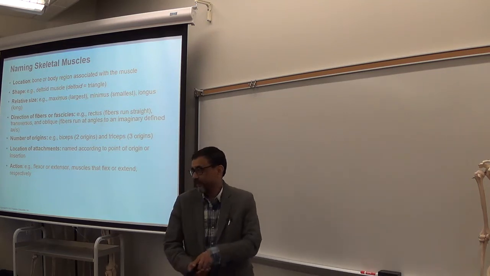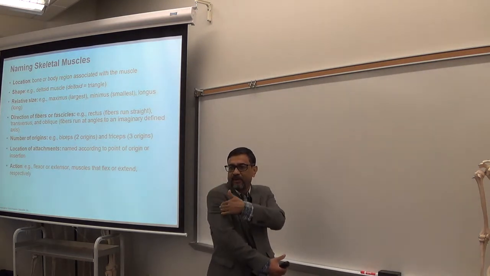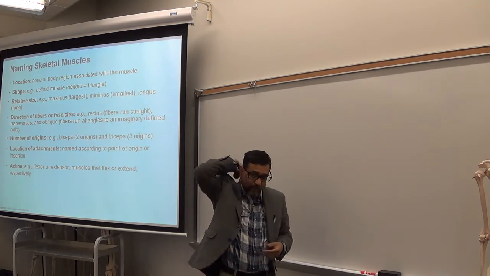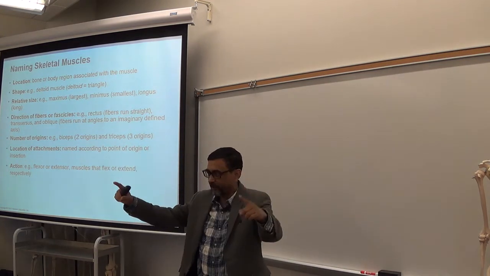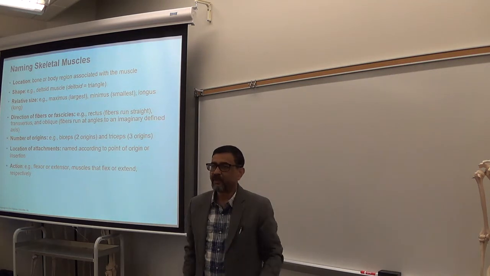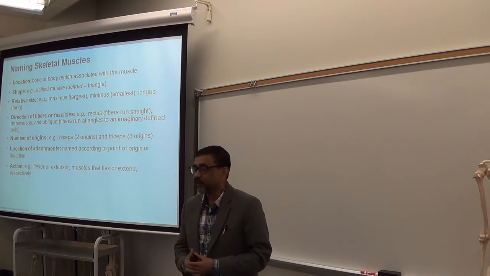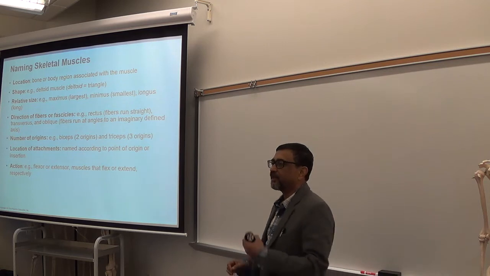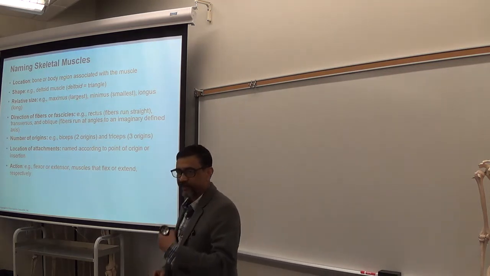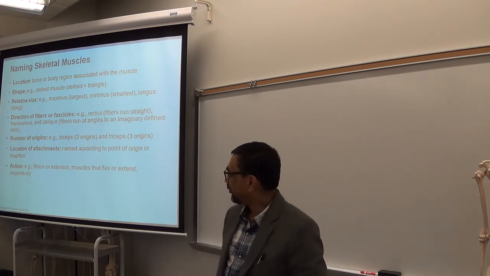Shape. This muscle is called deltoid, a triangular muscle, okay? In the back, you have a big muscle, trapezius. Remember that? Trapezoid-shaped muscle. You have rhomboideus, a rhomboid-shaped muscle. Make sense? So those muscles have been named after the shape. Deltoid, rhomboideus, trapezius, those are the muscles.